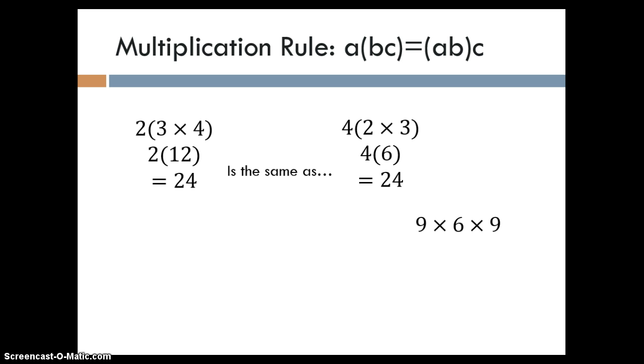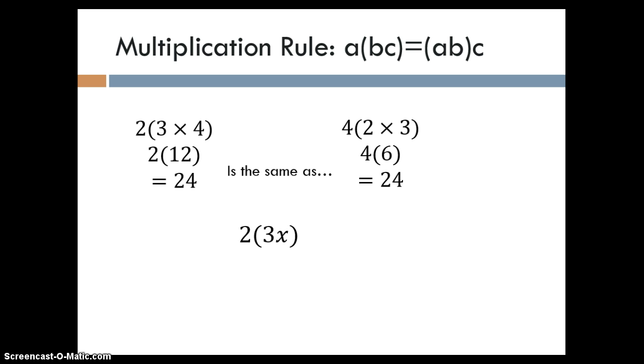So 9 times 6 times 9, group it any way you'd like. 6 times 9 is, right, and can anybody do the math for me? Tell me what 9 times 54 is? 486. Perfect, that's great. Good job, Kim.